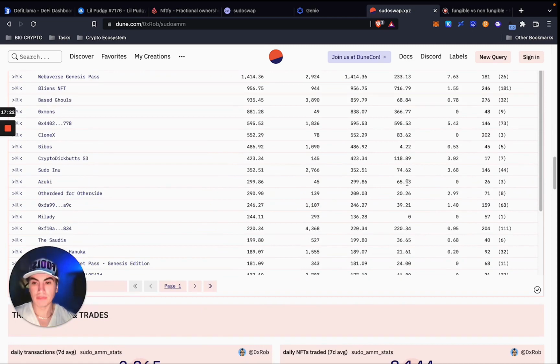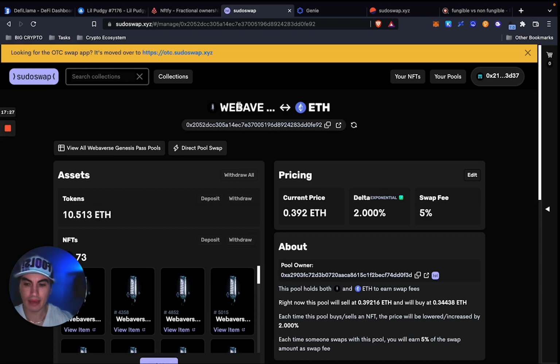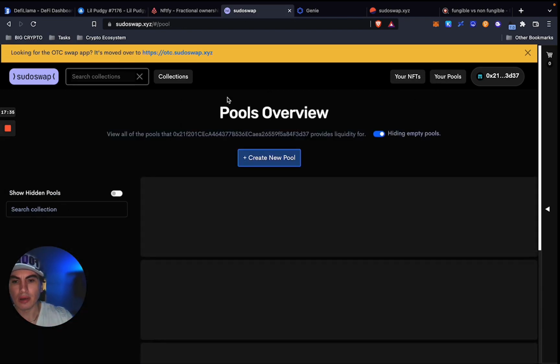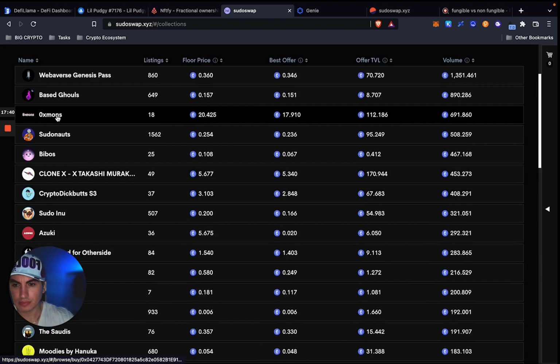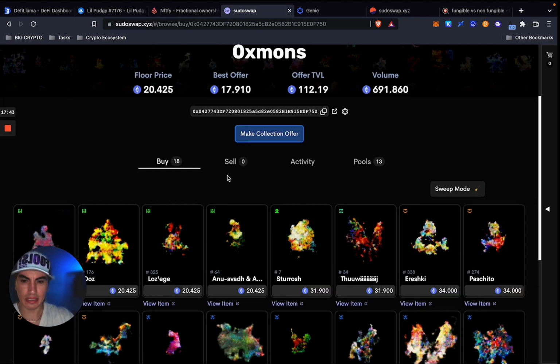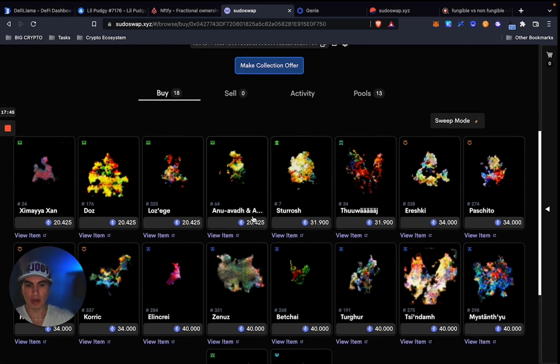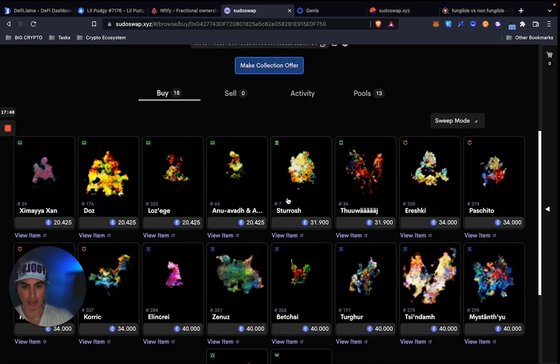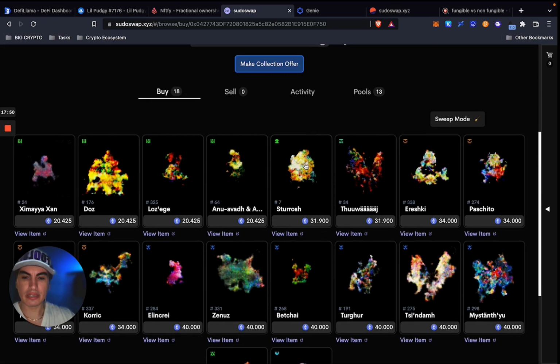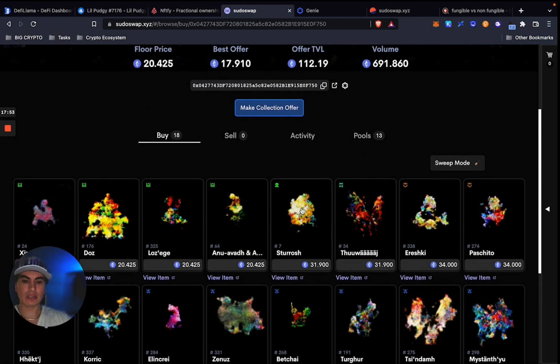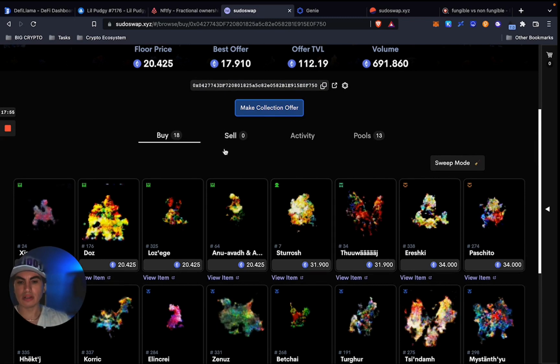Now, some alpha for you guys is that SudoSwap essentially doesn't have a token yet. However, the same founders who made an NFT collection called 0xmons, right? These are these AI Pokemons, or you can call them. So the giga brains that created these NFTs, also Xmons, have a dedicated token with the ticker XMON.